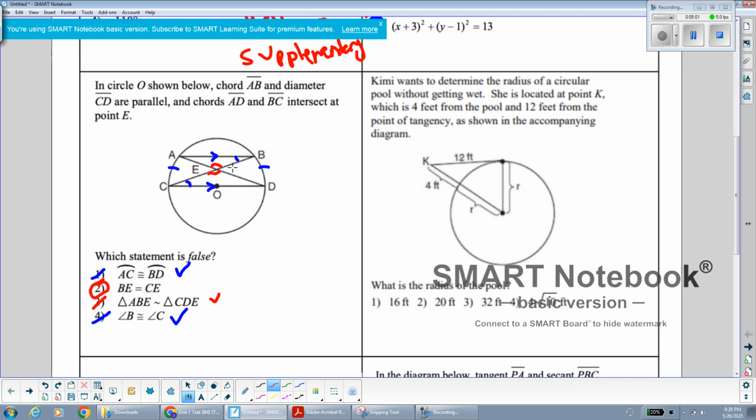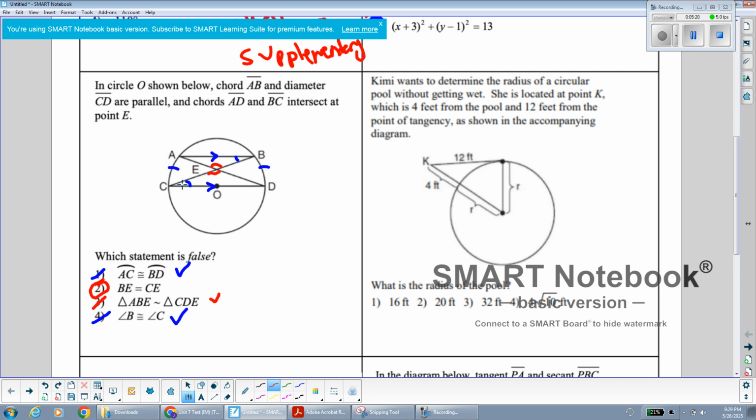There's no way we have of knowing that BE and CE are congruent to each other. We're not told that BC is bisected. We don't know that the triangles are congruent in order to use CPCTC on those segments. In fact, all we know is that the triangles are similar by AA.